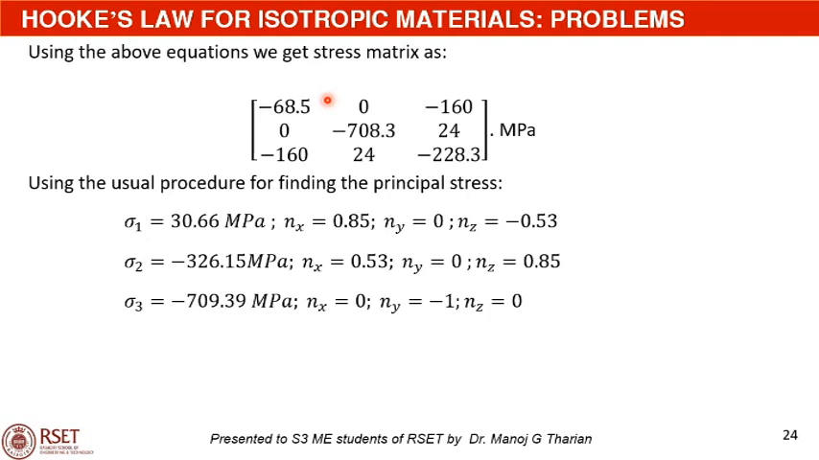We will use this stress matrix and the usual procedure for finding the principal stress to find out the principal stresses at point P. The principal stresses obtained are sigma 1 is equal to 30.66 megapascal, sigma 2 is equal to minus 326.15 megapascal, and sigma 3 is equal to minus 709.39 megapascal. The direction cosines of the corresponding principal planes are also given here.